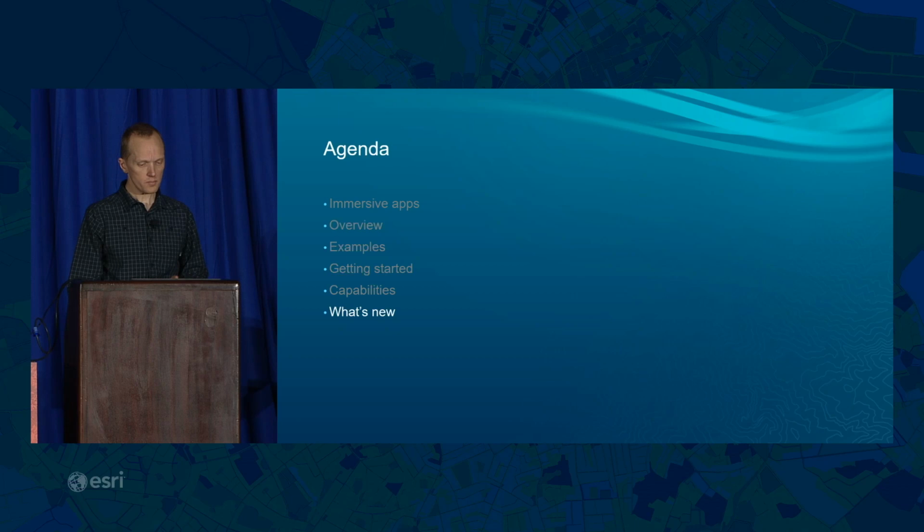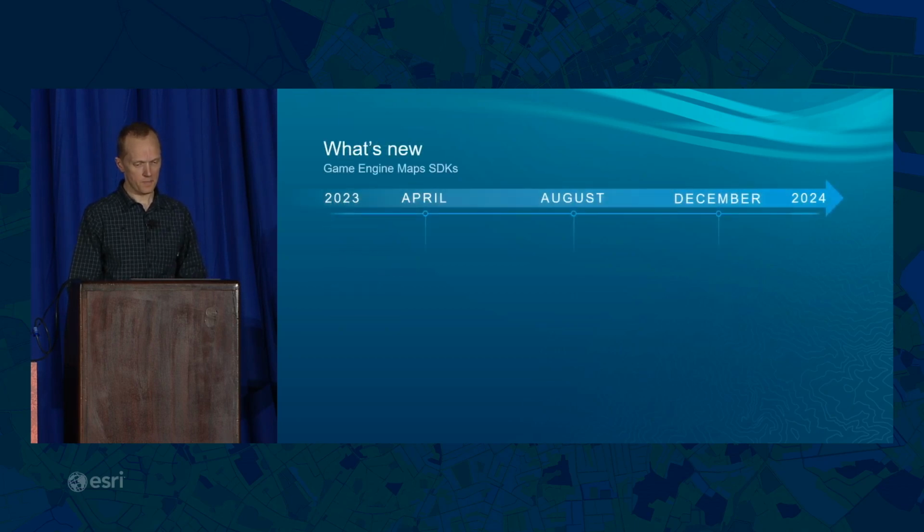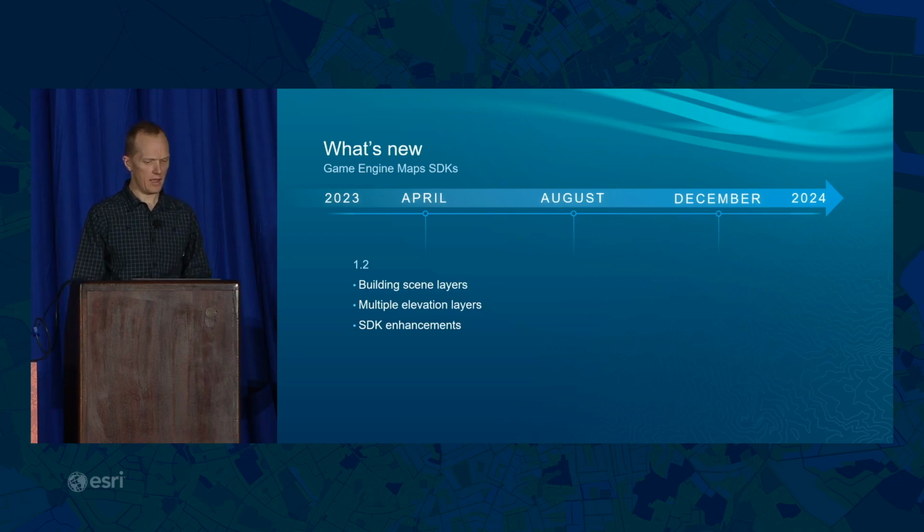So what about what's new in the SDK then? So if you're already working with the Game Engine Maps SDKs, here's a quick summary of the enhancements that we've added over the last year. So we released version 1.2 in April, and that added support for building scene layers. So that was the first release that included that support for building scene layers. It enabled you to add and combine multiple elevation layers and then take advantage of the best elevation from that combination of elevation layers, but also a series of SDK enhancements as well. So new and improved samples, enhanced developer guide doc, and more integration in that low-code experience.